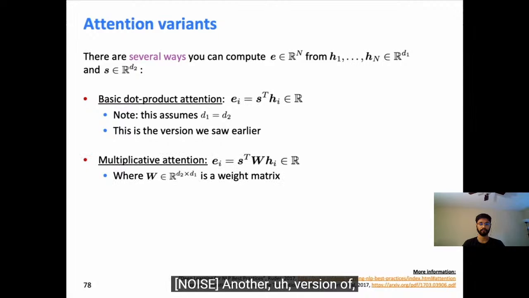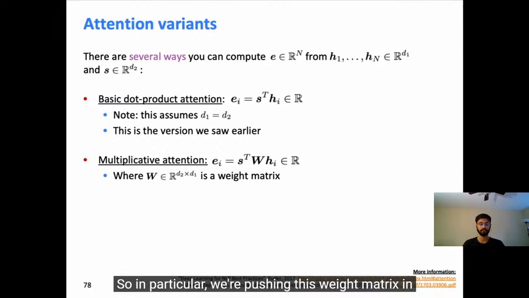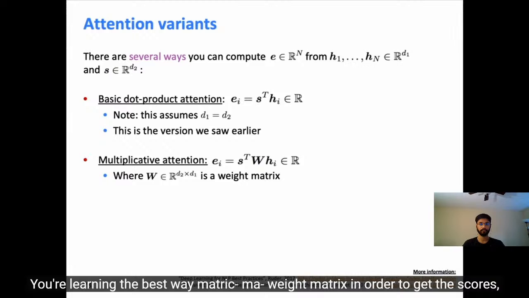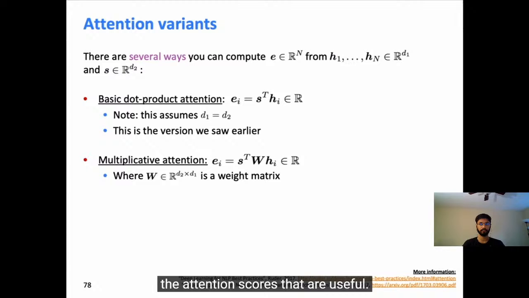Another version of attention is called multiplicative attention. Here the idea is that the score of your value hi is going to be this bilinear function of your query and that value. In particular, we're putting this weight matrix in the middle, and that's a learnable parameter. You're learning the best weight matrix in order to get the attention scores that are useful.